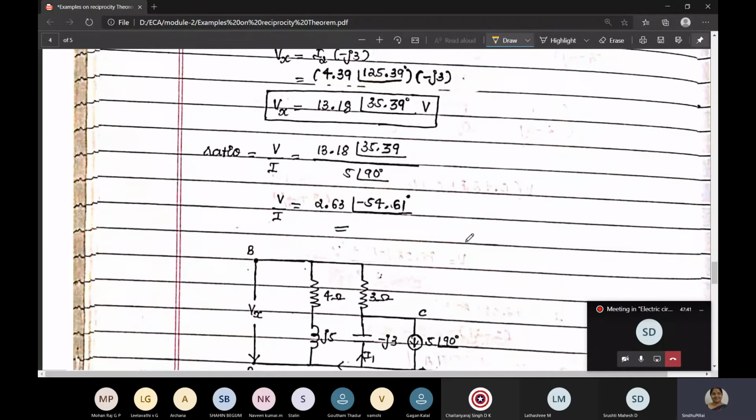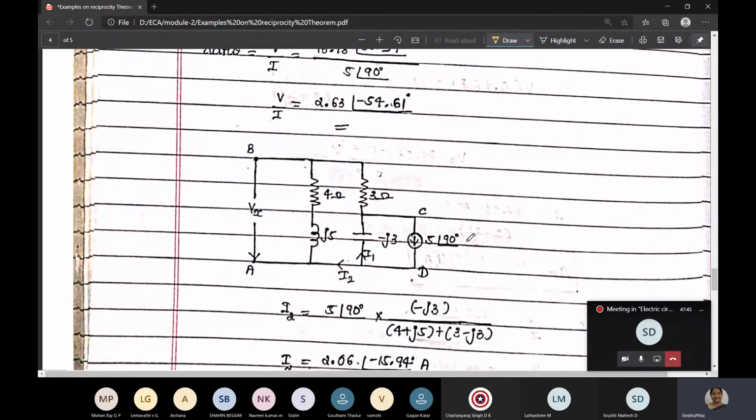Next, what I have to do is interchange the positions. Whatever the current source was here is brought here, and the arrow mark is down. And the voltage source, the arrow mark is brought to this side, and the arrow mark is towards the A.